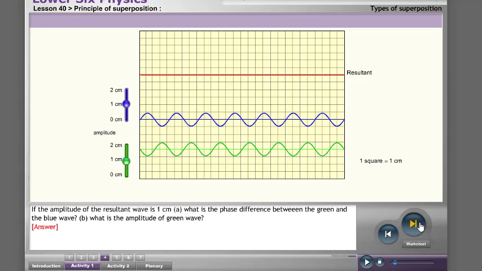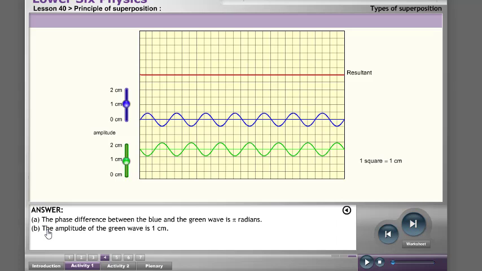If the amplitude of the resultant wave is 1 centimeter, A, what is the phase difference between the green and the blue wave? B, what is the amplitude of the green wave? Answer: A, the phase difference between the blue and the green wave is pi radians. B, the amplitude of the green wave is 1 centimeter.